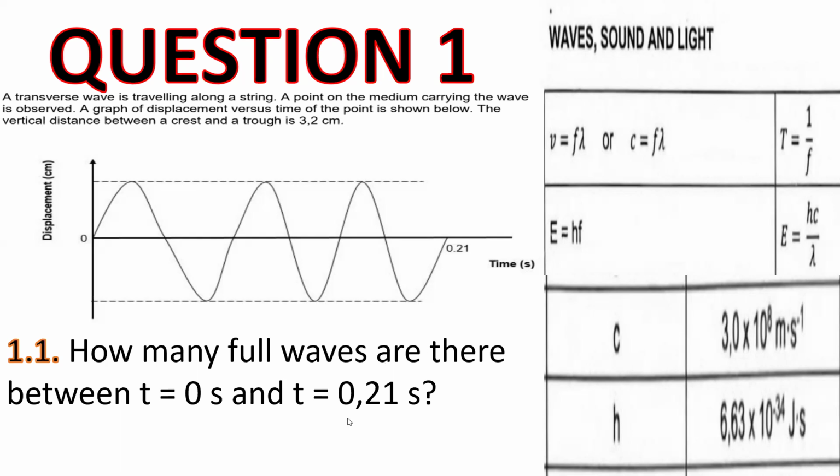Okay, this is our question. 1.1 is here. Please take your time, try first, and then we can answer together. Okay, let's see our question, what they said. We have waves, and then they said distance between a crest from highest level to lowest level, 3.2 centimeters. That is given. And total time for all waves together making 0.21. Asking you how many full waves are there between 0 seconds to 0.21 seconds.